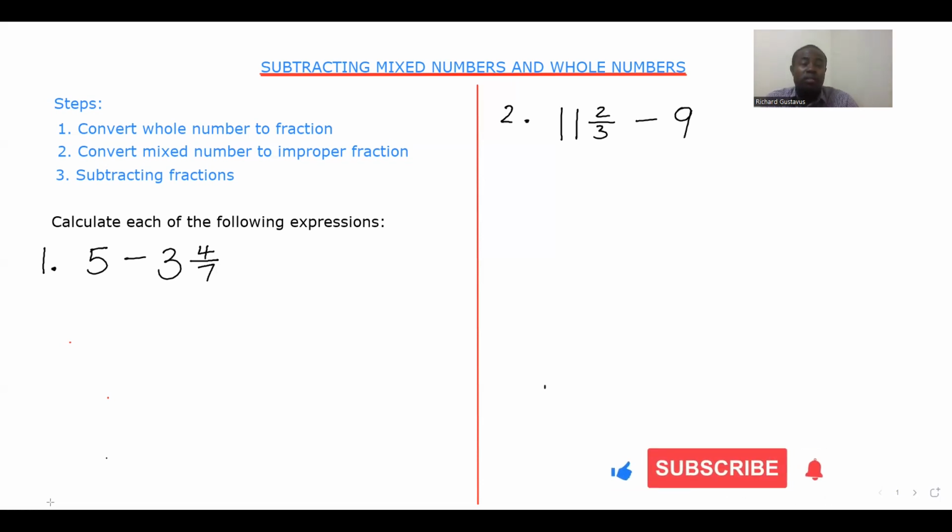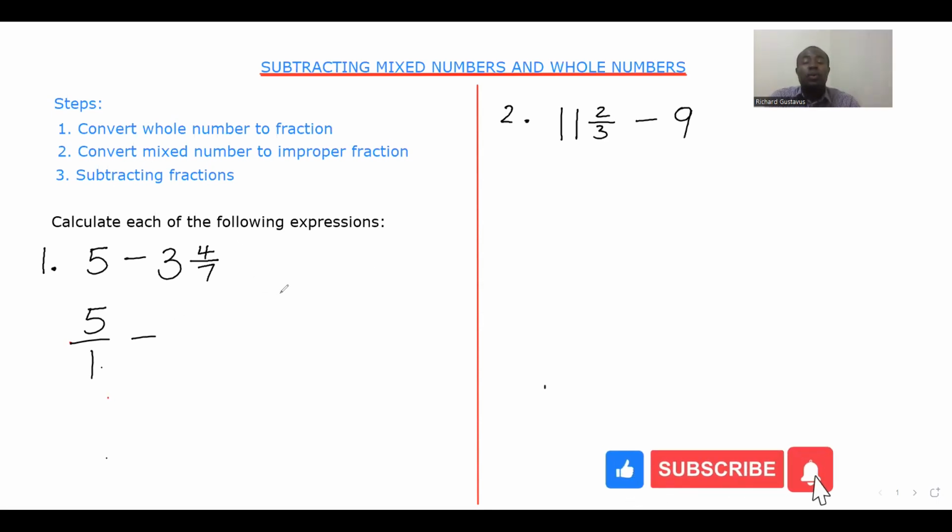Now, the first step is to convert our whole number to a fraction. We simply do this by dividing it by 1. So in the first example, our whole number is 5. So we're going to divide 5 by 1. So it's 5 over 1. Then we put our operator, which is subtraction.